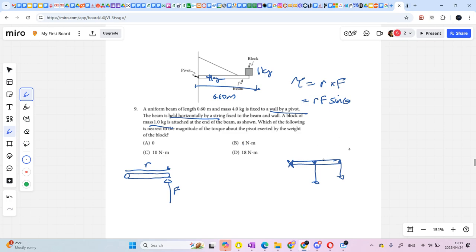And then we have this force exerted by the string to keep this entire system at rotational equilibrium. So in this question, all we're being asked is the magnitude of the torque about the pivot exerted by the weight of the block. So all we really need to know here is the force exerted by the block and its angle relative to our lever arm.